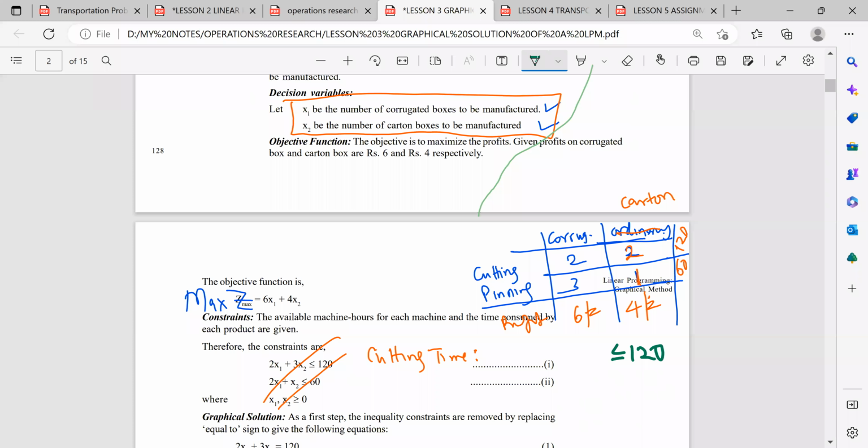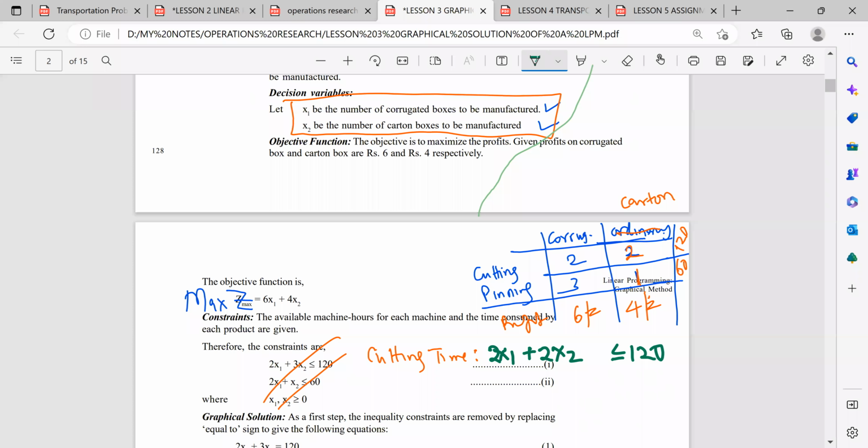What is our first constraint in this case? 2x1 plus 2x2 is less or equal to 120 minutes. So that's the first resource.